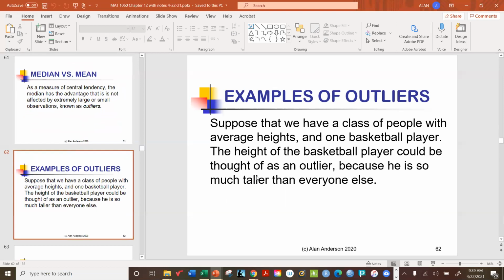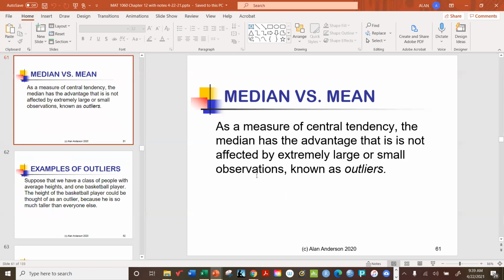The question was raised, when would you use the median and when would you use the mean? They're both clearly measures of central tendency. They're trying to get us to a similar point, but why would you ever want to use the median instead of the mean? Well, because sometimes our data can have something in it called outliers.